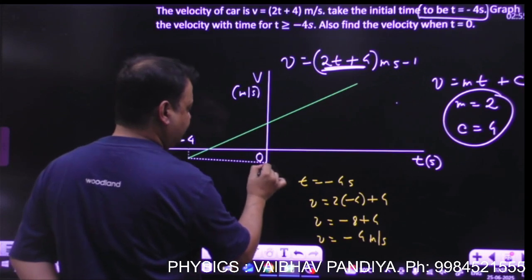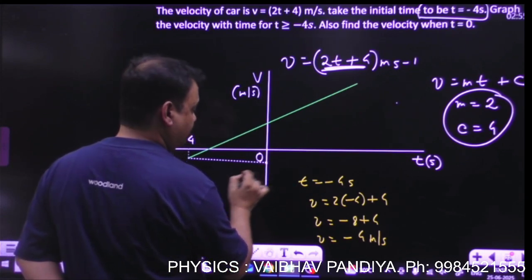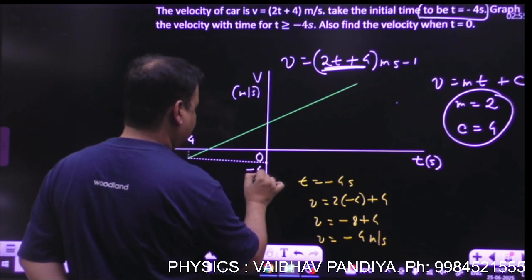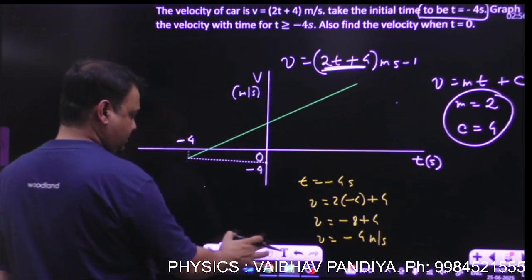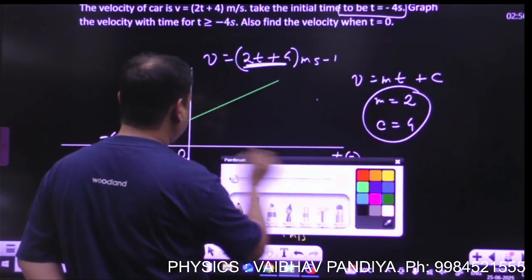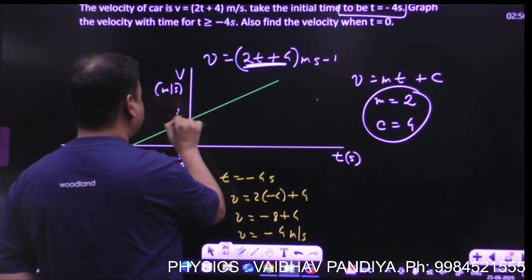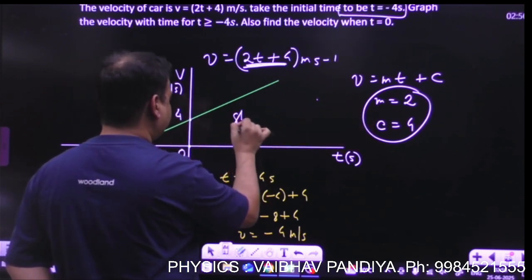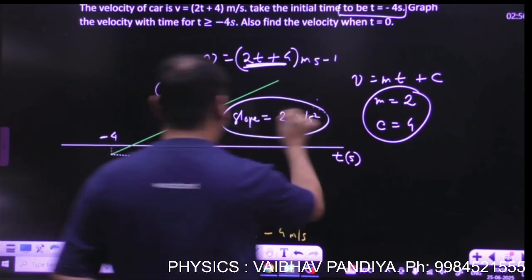And this value is coming to be how much? When we have t is equal to minus 4, it is minus 4, correct? When t is equal to minus 4, your velocity is also going to be minus 4. Number 2, when t is equal to 0, what will be the velocity? So this will directly be the intercept, 4 meter per second. And what is the slope of the graph? 2, unit will be meter per second square.